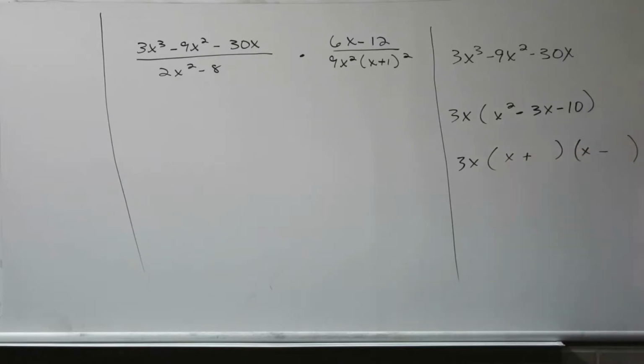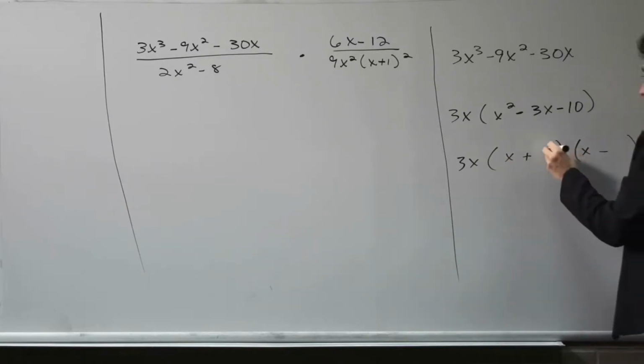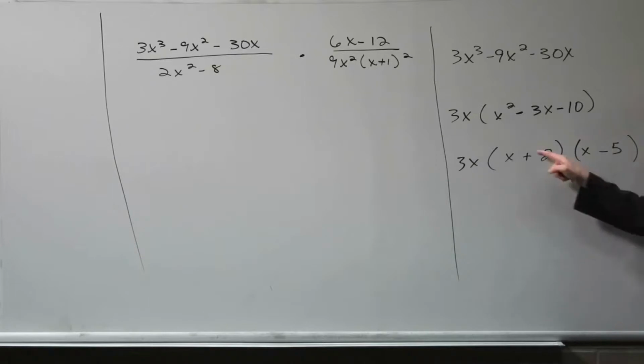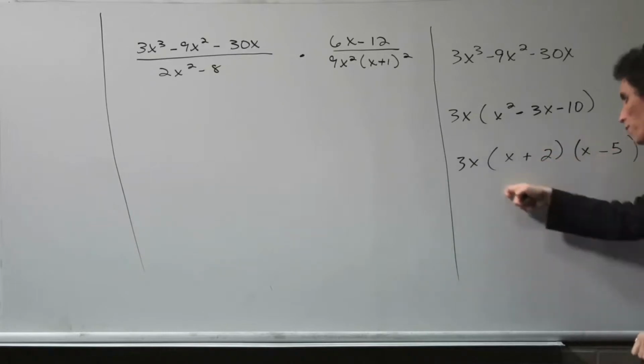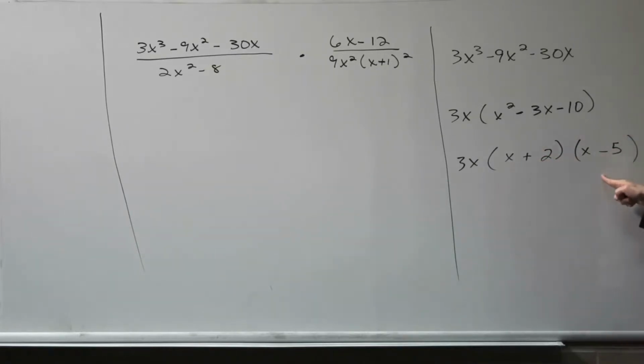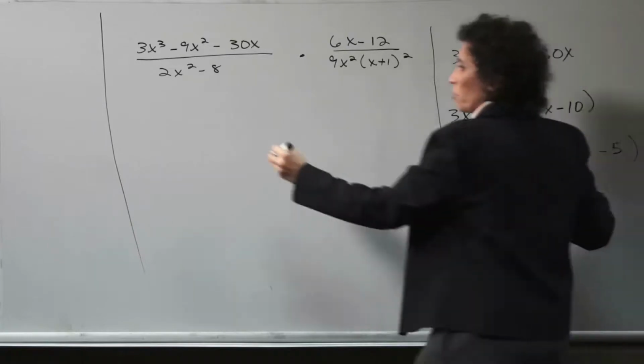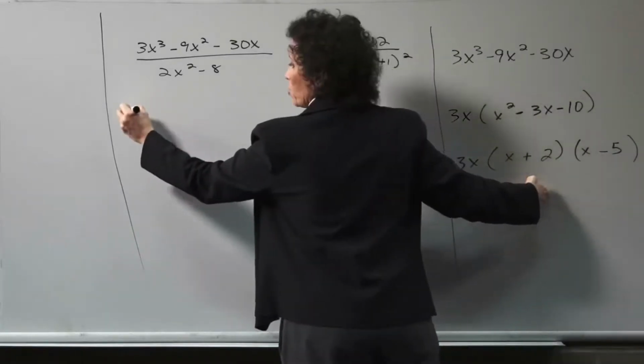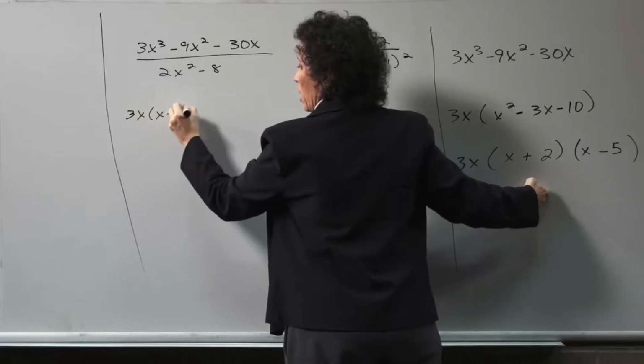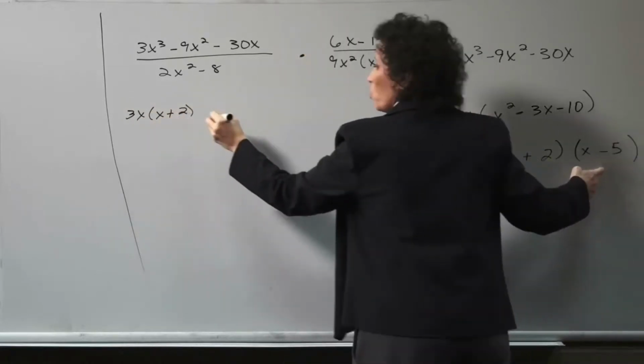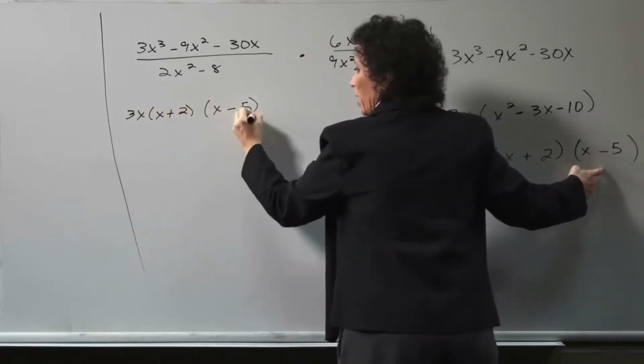10 can be 5 and 2, 10 and 1. I'm going to try 5 and 2. I'm going to put the 2 here, the 5 here. That's positive 2x, negative 5x, which gives me a negative 3x. So I got it. That's the factors of Big Mama. So it's 3x times the quantity x plus 2 times the quantity x minus 5.